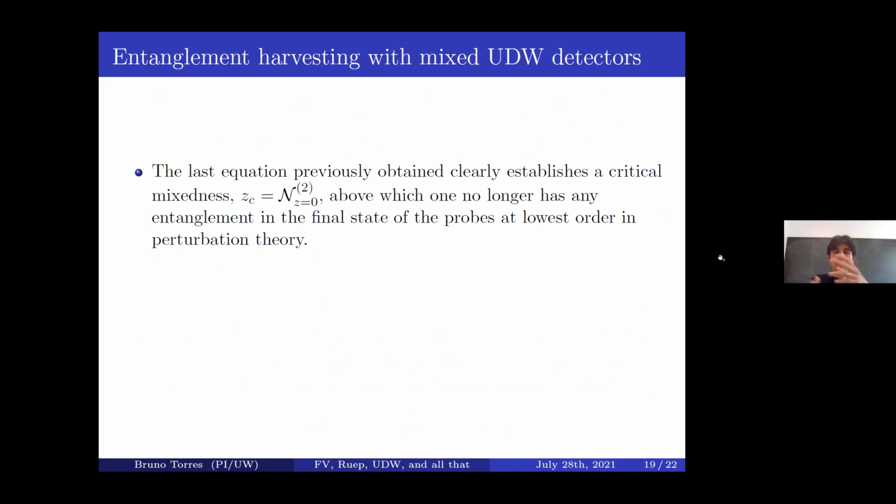So this is an extremely simple relationship that sets the connection between a critical mixedness and the amount of entanglement harvested in the case of pure probes. In particular, it sets very simply what is the scale of mixedness above which you can no longer harvest entanglement perturbatively at lowest order in perturbation.